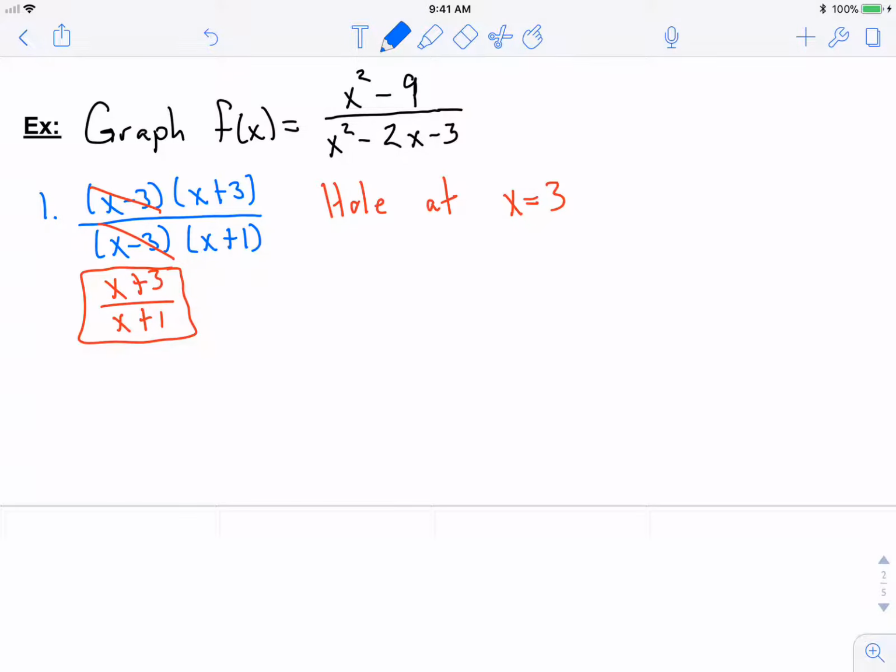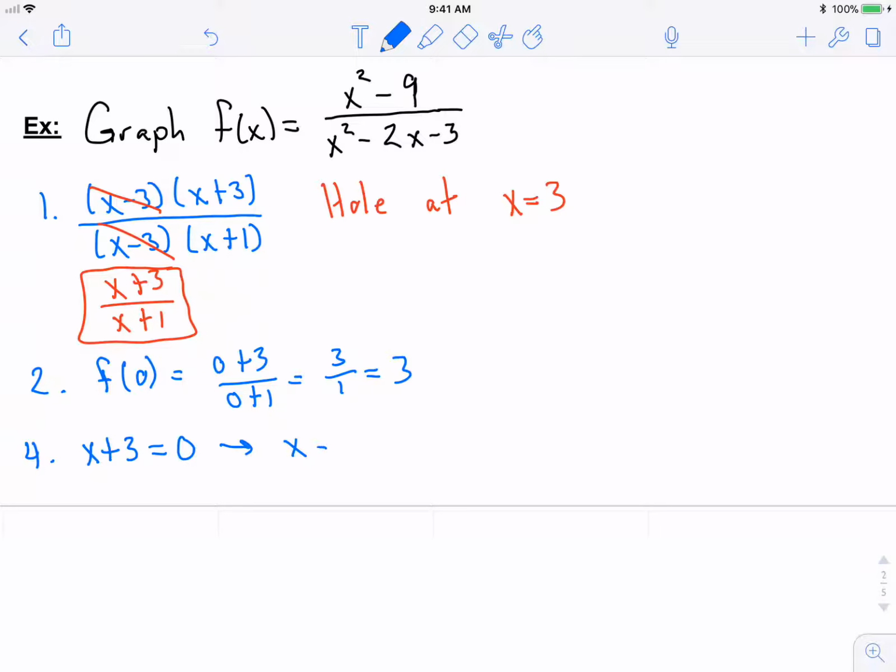Okay. Step 2, plug in 0 for our function and see what our y-intercept is going to be. This is 0 plus 3 divided by 0 plus 1, which is 3 over 1, which is 3. Step 3, set the top equal to 0. And this gives us that we have a 0 at x equals negative 3. And now we have our 3 basic points for plotting. Once we have these, we need to add in our vertical and horizontal asymptotes. So let's do that.